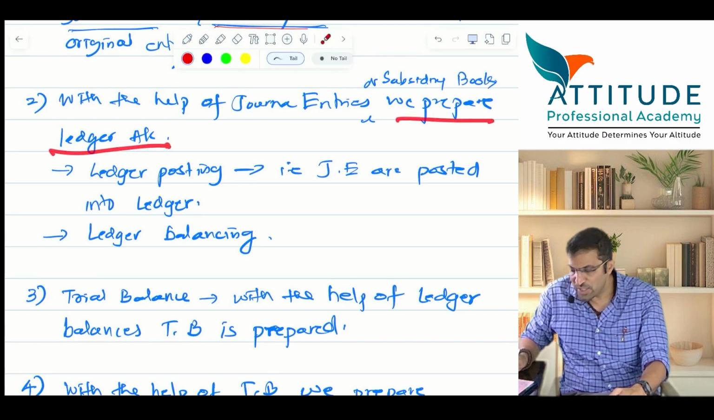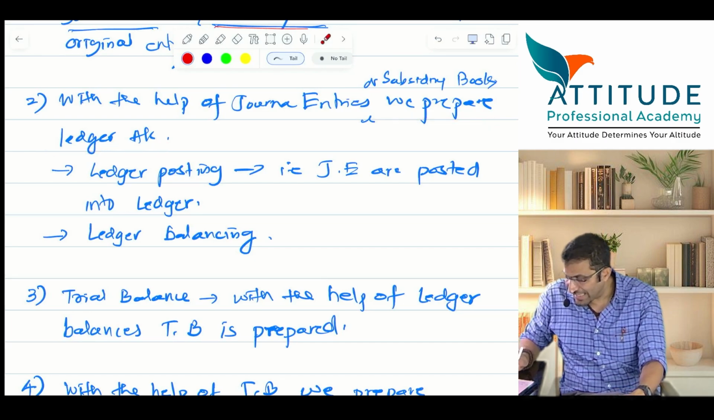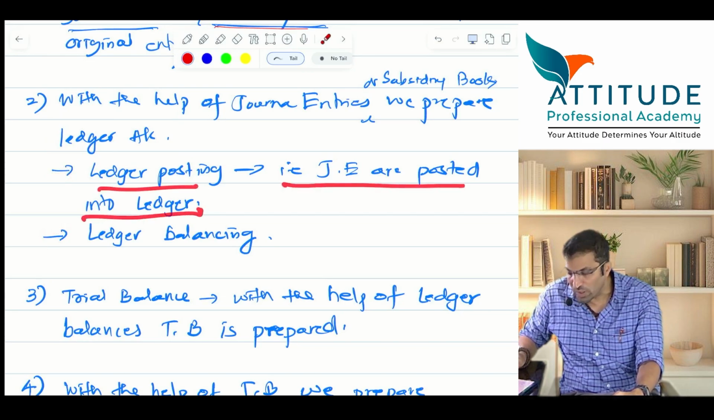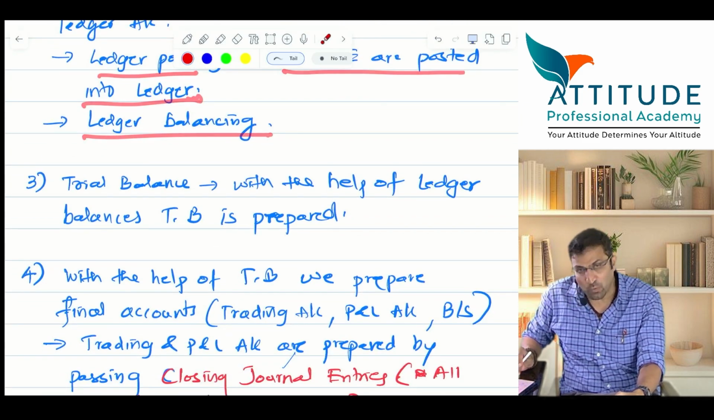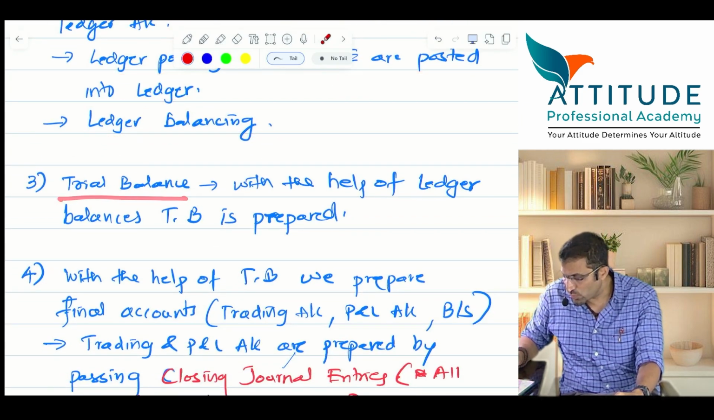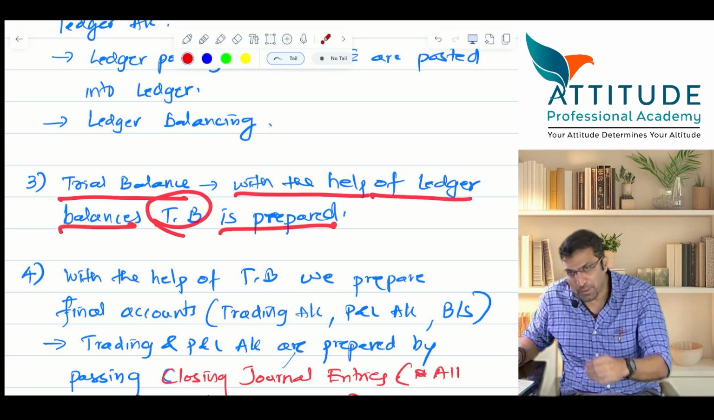We prepare ledger. Ledger में क्या करना है? You prepare ledger, but how to prepare ledger? I have given here in steps. First arrow, second arrow. Ledger posting. That is, journal entries are posted into what? Ledger, and then ledger balancing is done. After that, you prepare what balance? Trial balance. With the help of ledger balances, trial balance is prepared.